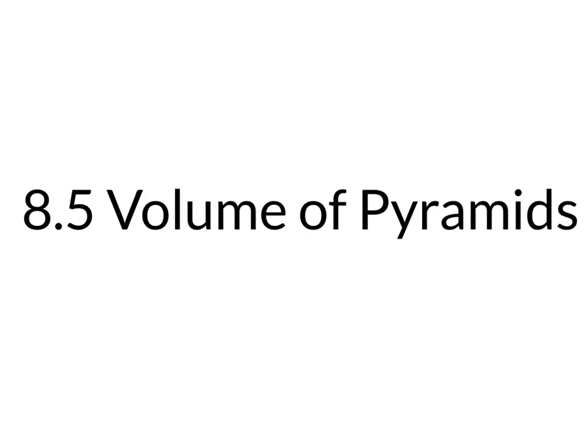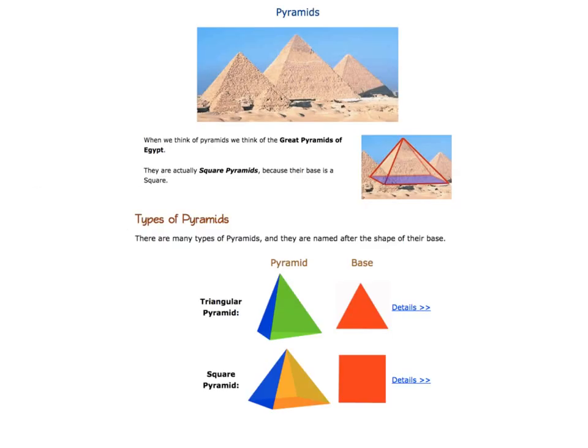Today we are going to talk about volume of pyramids. Typically, when we think of pyramids, we think of the Great Pyramids of Egypt. They're actually square pyramids. So as you can see here, the base of this pyramid is a square or rectangle. There are other types of pyramids.